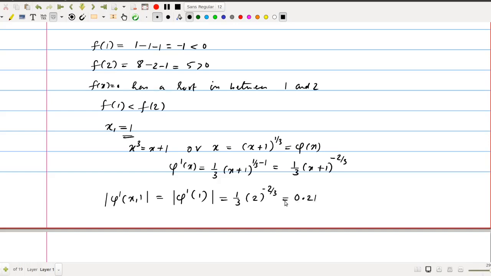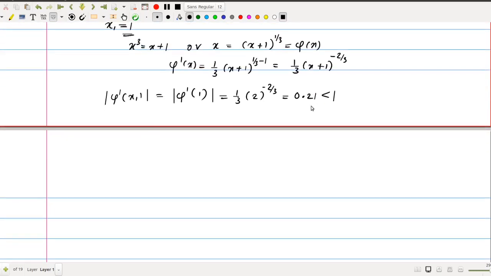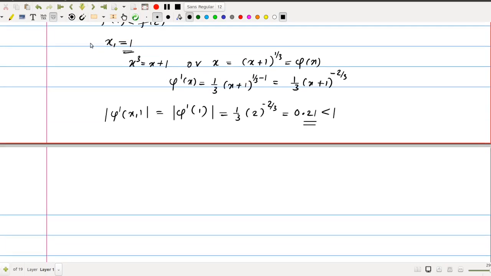Just evaluate this using a calculator, then you can get this value is less than 1. Therefore, you can take this phi of x to carry out the iteration method. If you are setting x1 first, then you need to evaluate modulus of phi dash of 1. Then this value is less than 1, so you can easily carry out the iteration method.